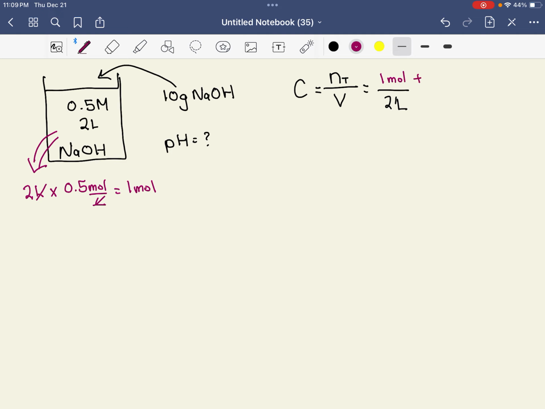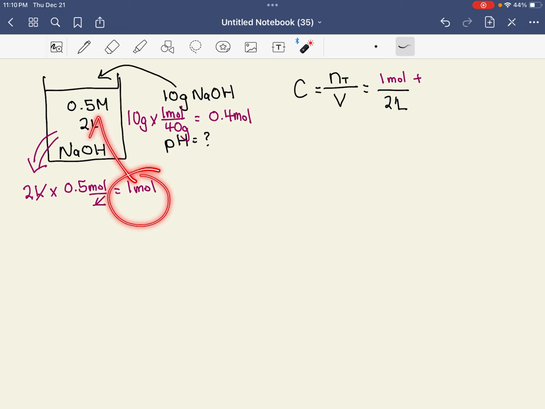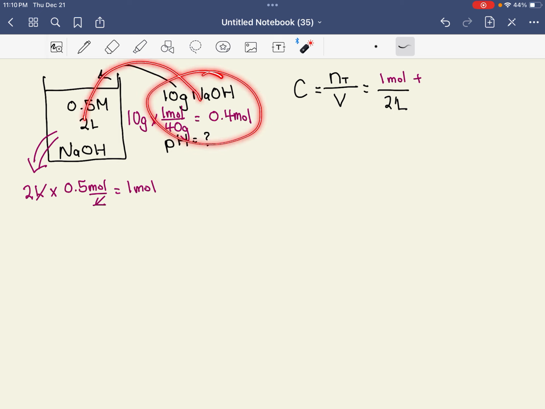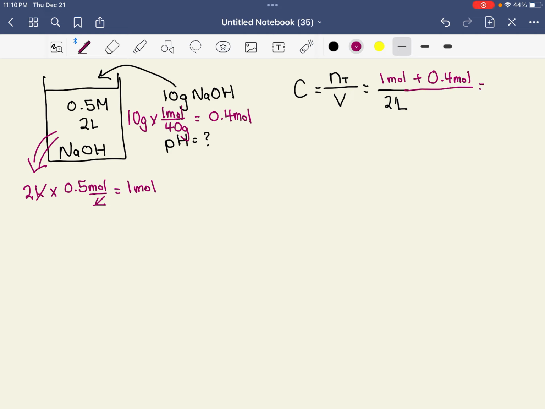The question is, how many mole is added here? Let's do our calculation. 10 grams times 1 mole over 40 grams. That's the molar mass. So the answer here, of course, is 0.4 mole. So you have 1 mole already in here, and you're adding 0.4 mole. So the answer here is 1.4 divided by 2. So that is 0.7 in molarity.